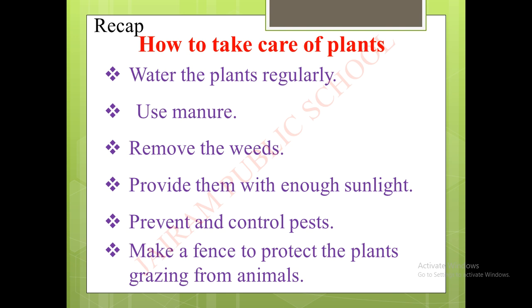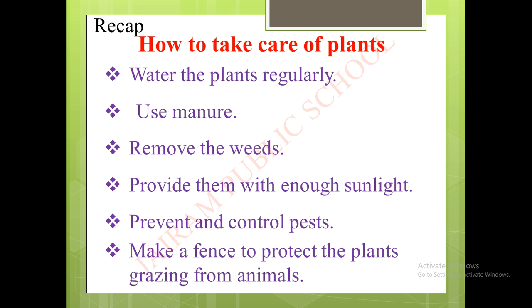Next, provide them enough sunlight. So we have to keep the plant where it will receive enough sunlight. The place we have to select like that. Next, prevent and control pests. Pest means it's nothing but the small insects. So the small insects and worms will come and bite the plants. So we have to protect the plant from the pest.